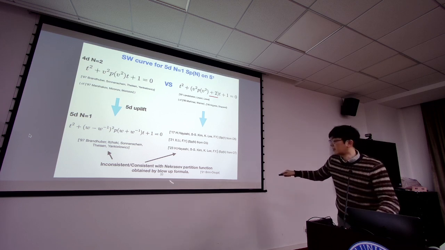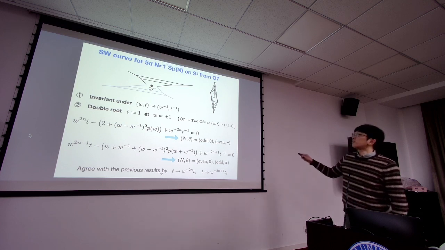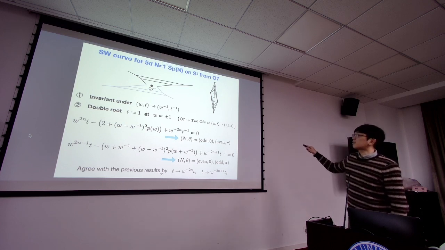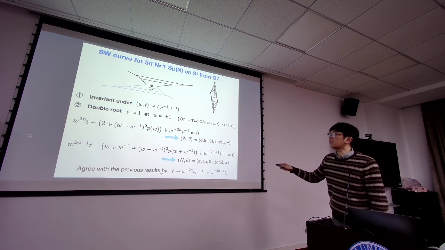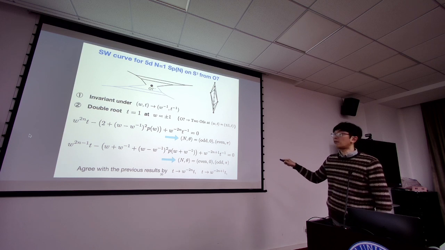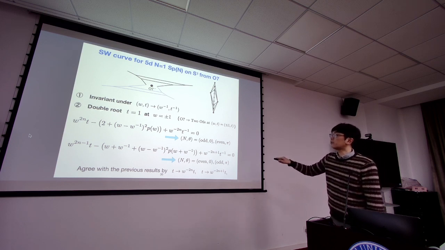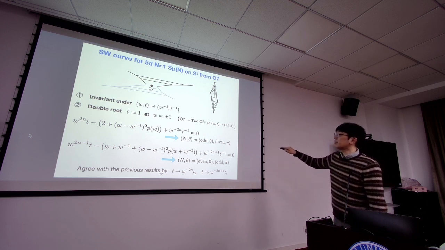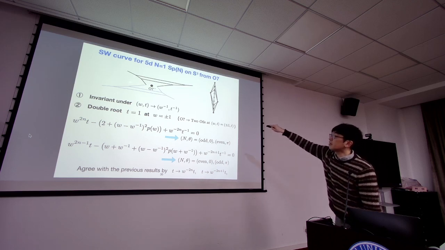This is the O5 plane. And we can also do a similar thing based on the O7 plane, which is almost the same idea, but the detail of what kind of Z2 action should be imposed is also different. In this case, we should keep the double root at both t equals 1 and w equals ±1. But instead, we do not impose that.